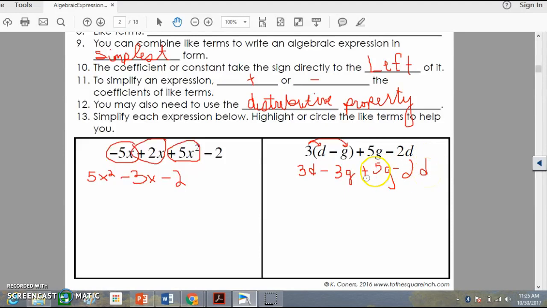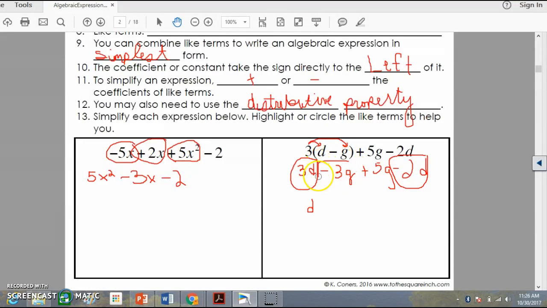I do. I always start alphabetically, so D comes before G in the alphabet. So I'm going to circle all the D's. I see a 3D and I see a negative 2D. Do not forget those signs. It changes everything. If I have 3D minus 2D, that means I have 1D left. It is positive because I had more positives.